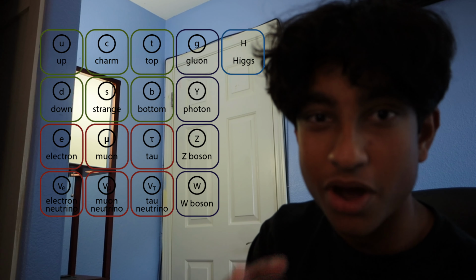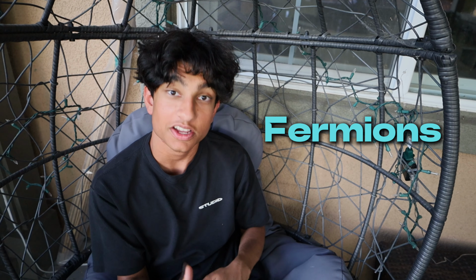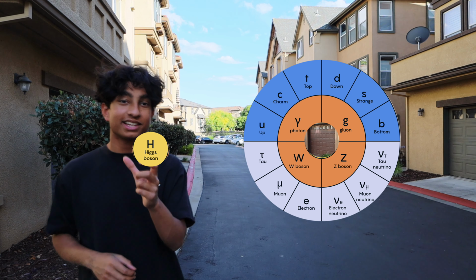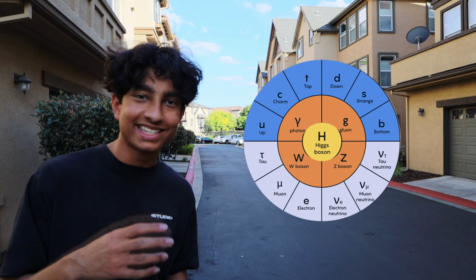Let's say I gave you the smallest piece of this apple. You would have a fundamental particle. And we actually have 17 of these, which we call the Standard Model. There are 12 fundamental particles that carry mass. We call these fermions. And there are 5 more fundamental particles that carry forces. We call these bosons. The Higgs boson is important because it's the final piece in the Standard Model.